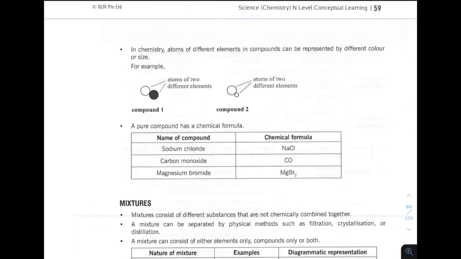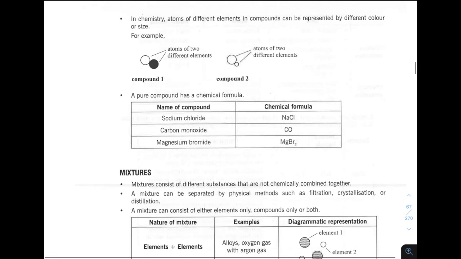So atoms of different elements in a compound can usually be identified by different size, different shape, even by different patterns or color on them. Okay, so this one is more towards if you are given a diagram, you will be able to identify it, which I will go through with you in one example later. Okay. Now the third one, the last one, is the mixture.